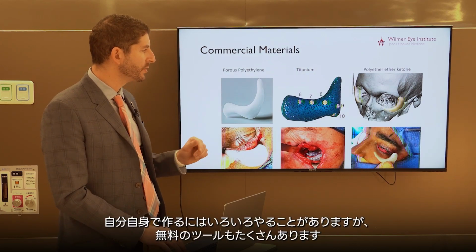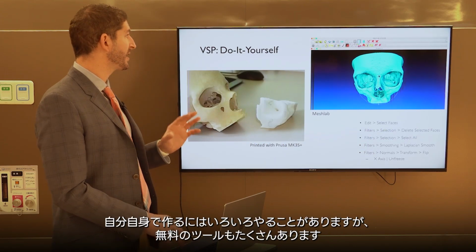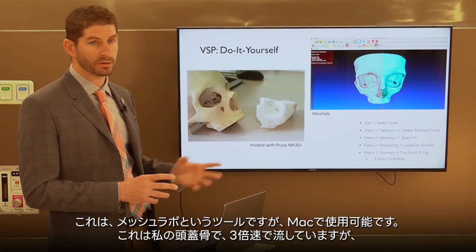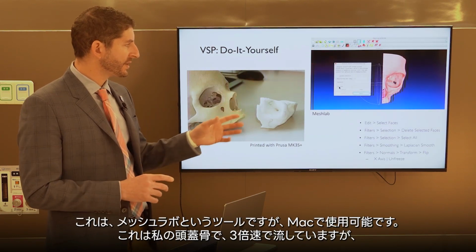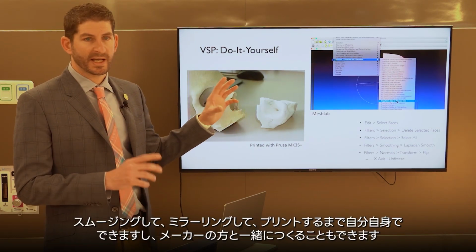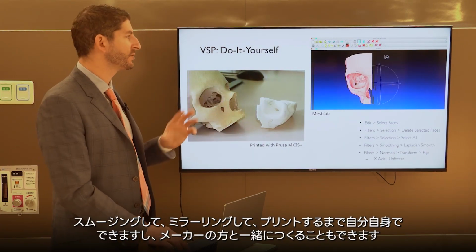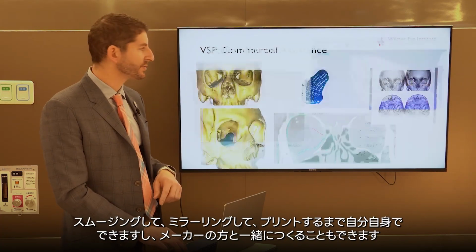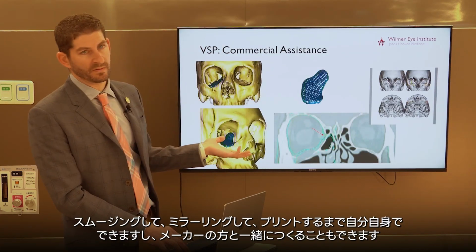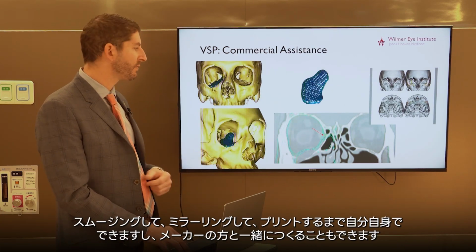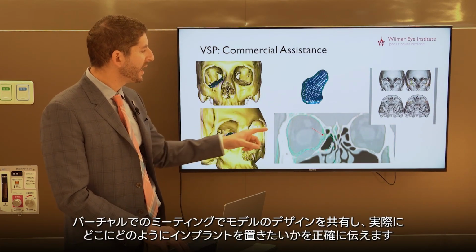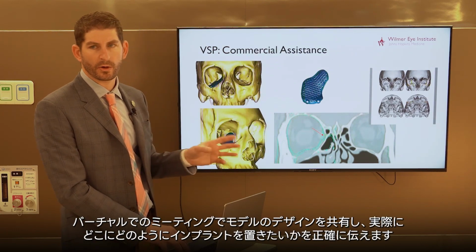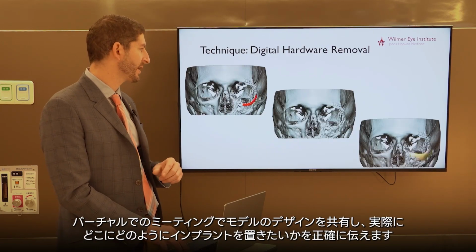A lot of this work you can do with the manufacturers, but there are a lot of free tools that you can use. This is a tool called MeshLab, which is what I use on a Mac. This is just me, at about 3 times the speed, taking a model, doing some smoothing, doing some mirroring, and then you can just print this yourself. Or you can work with the manufacturers that are happy to do this work for you. They'll design this over a virtual meeting with you, and you can demonstrate exactly where your implant is and help design it.